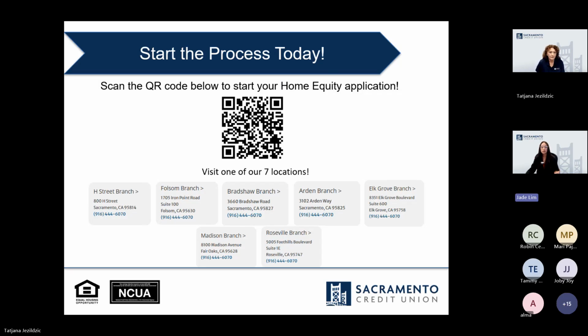I also included our 7 locations. If you want to just walk in, talk to one of our home equity experts, they're there to answer your questions. If you are a non-member, that's totally fine. You're still able to apply. If you are approved, just know that you will have to open an account to get everything processed.